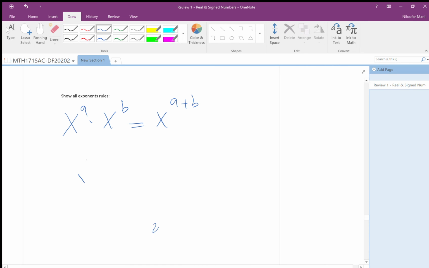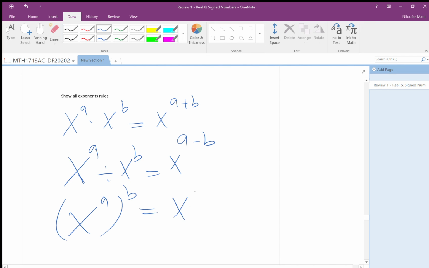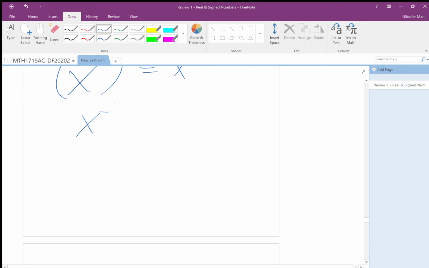x power a divided by x power b is x power a minus b. Here it matters which one minus which one: the top one minus the bottom. x power a power b is x power a times b. I can continue to emphasize: x power minus a is 1 over x power a. If I move from top to bottom, or bottom to top, I have to change the sign, just the sign of the exponent. I don't change the sign of the number. Positive number stays positive, negative stays negative.